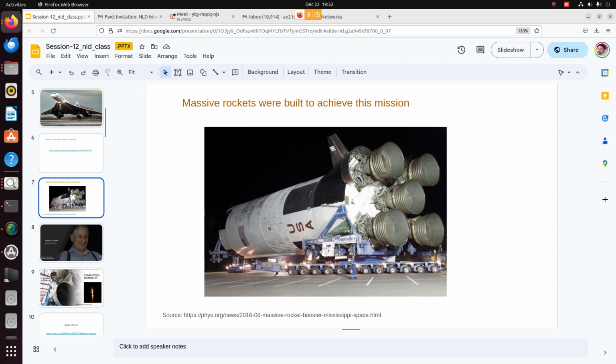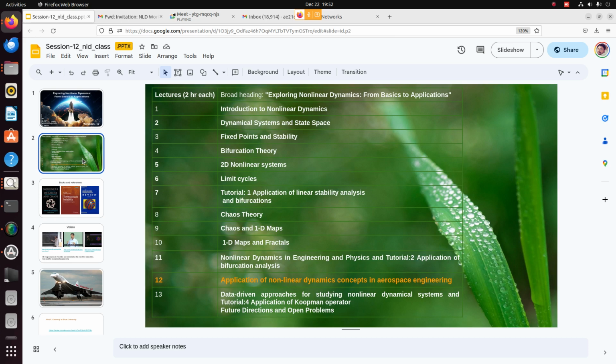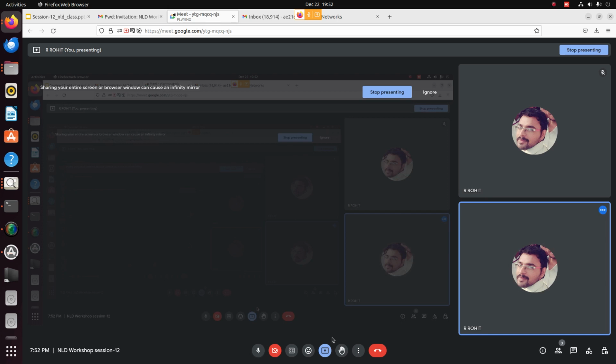Now, having said that, for these kinds of aerospace engineering applications, I hope the nonlinear dynamics session was helpful for you, and the application of nonlinear dynamics concepts in aerospace engineering is completed with this. And so in this whole session we tried to introduce nonlinear dynamics and the different things we have seen. I will just share the screen over here and write down an overview of all the things that we have studied.